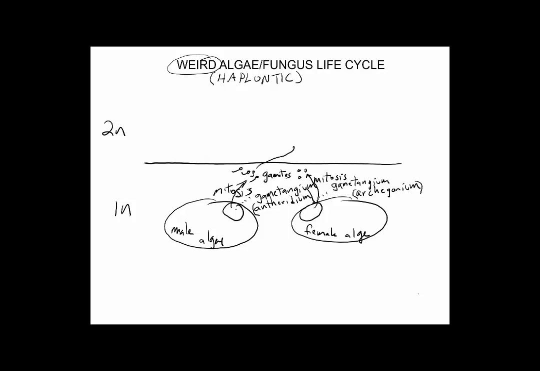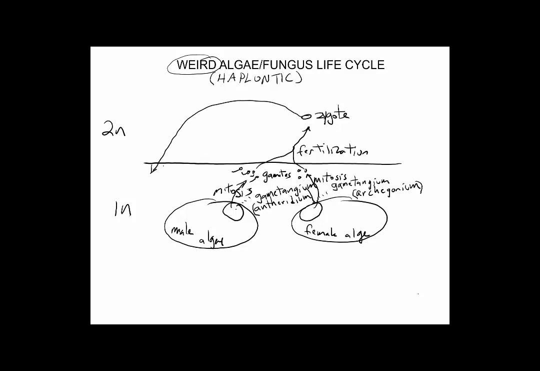And they fuse together by a process called fertilization. And what they produce is, of course, a zygote, fertilized egg. And the surprising thing about the haplontic life cycle is that the only stage of the life cycle that's diploid is the zygote. What happens next might not happen right away. It might happen after a stressful period, like a dry period, is overcome in a resting stage. But the next developmental thing that happens is that the zygote undergoes meiosis.